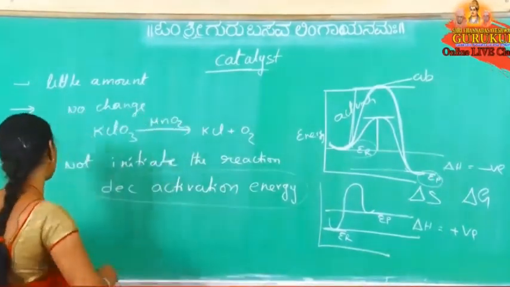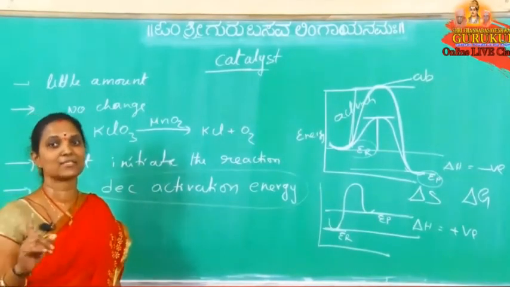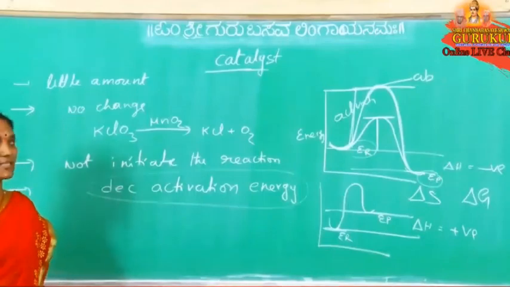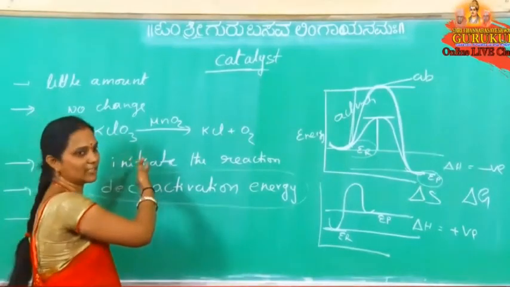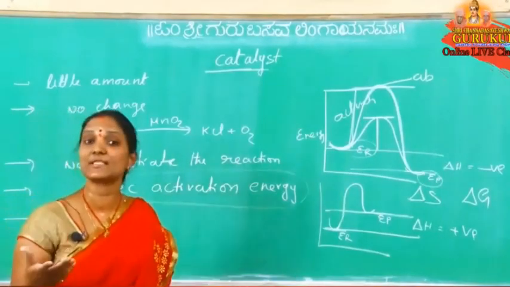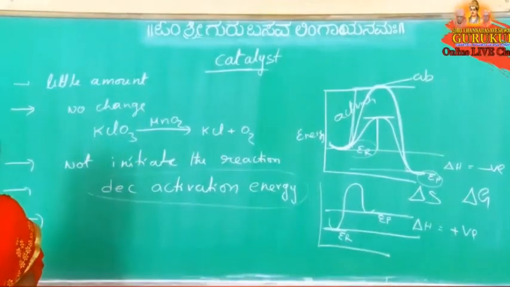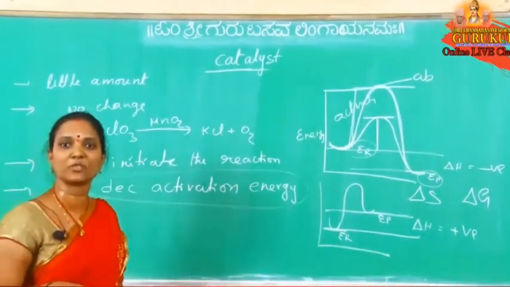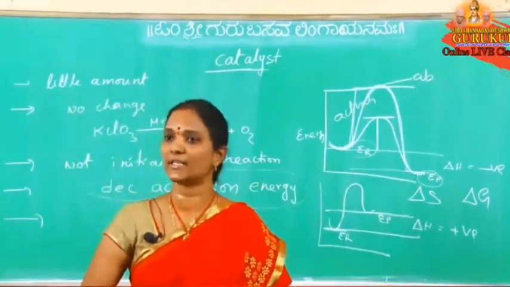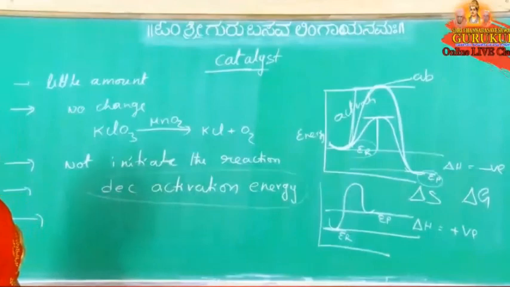Okay, and next character: the first character is that a little amount is sufficient. The second one is it does not initiate the reaction. Second one, no change in chemical composition, no change in mass, but physical state may change. And the fourth one is it decreases activation energy. Because of the decrease in activation energy, the catalyst increases the rate of reaction. So the reaction occurs in a new path with less activation energy.